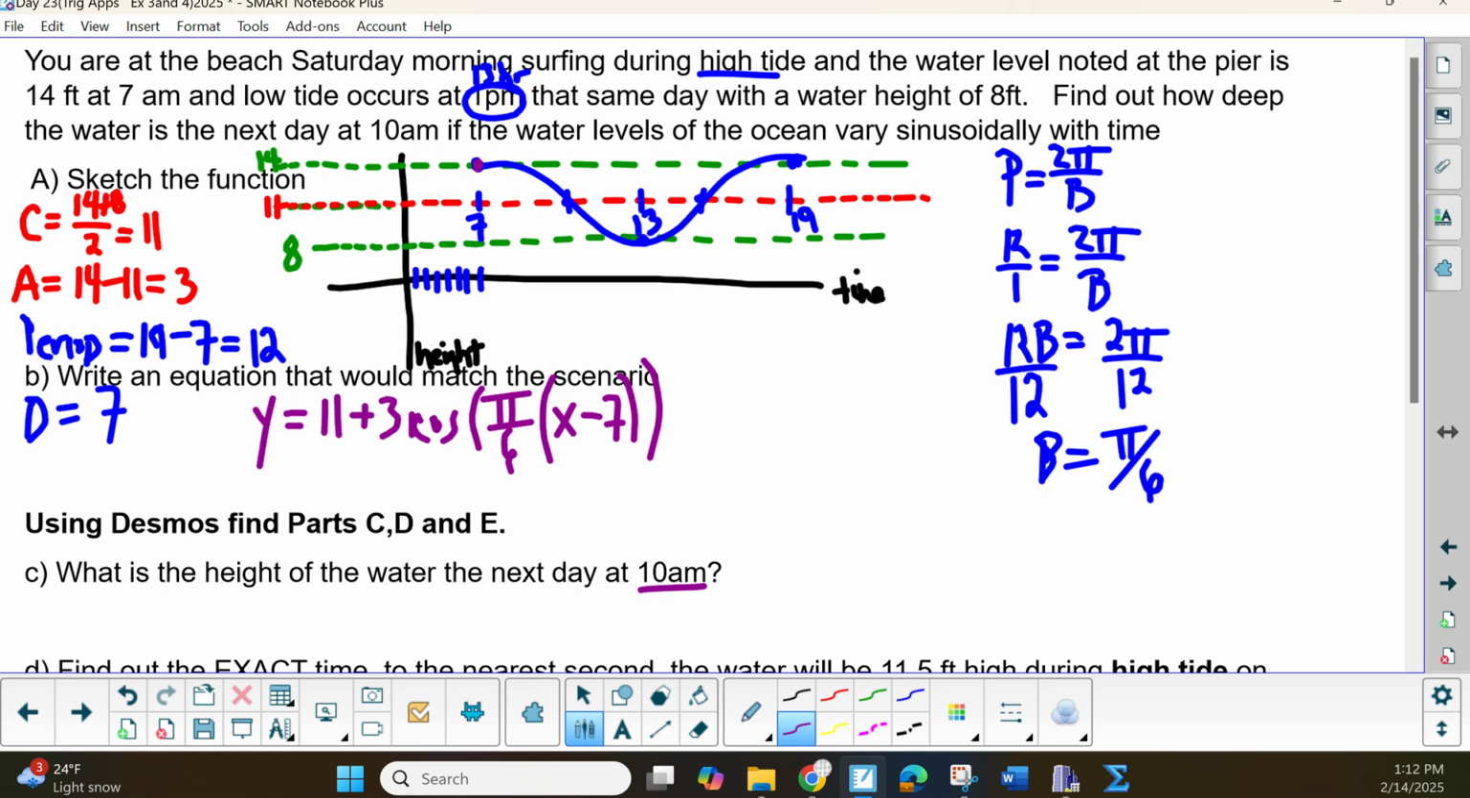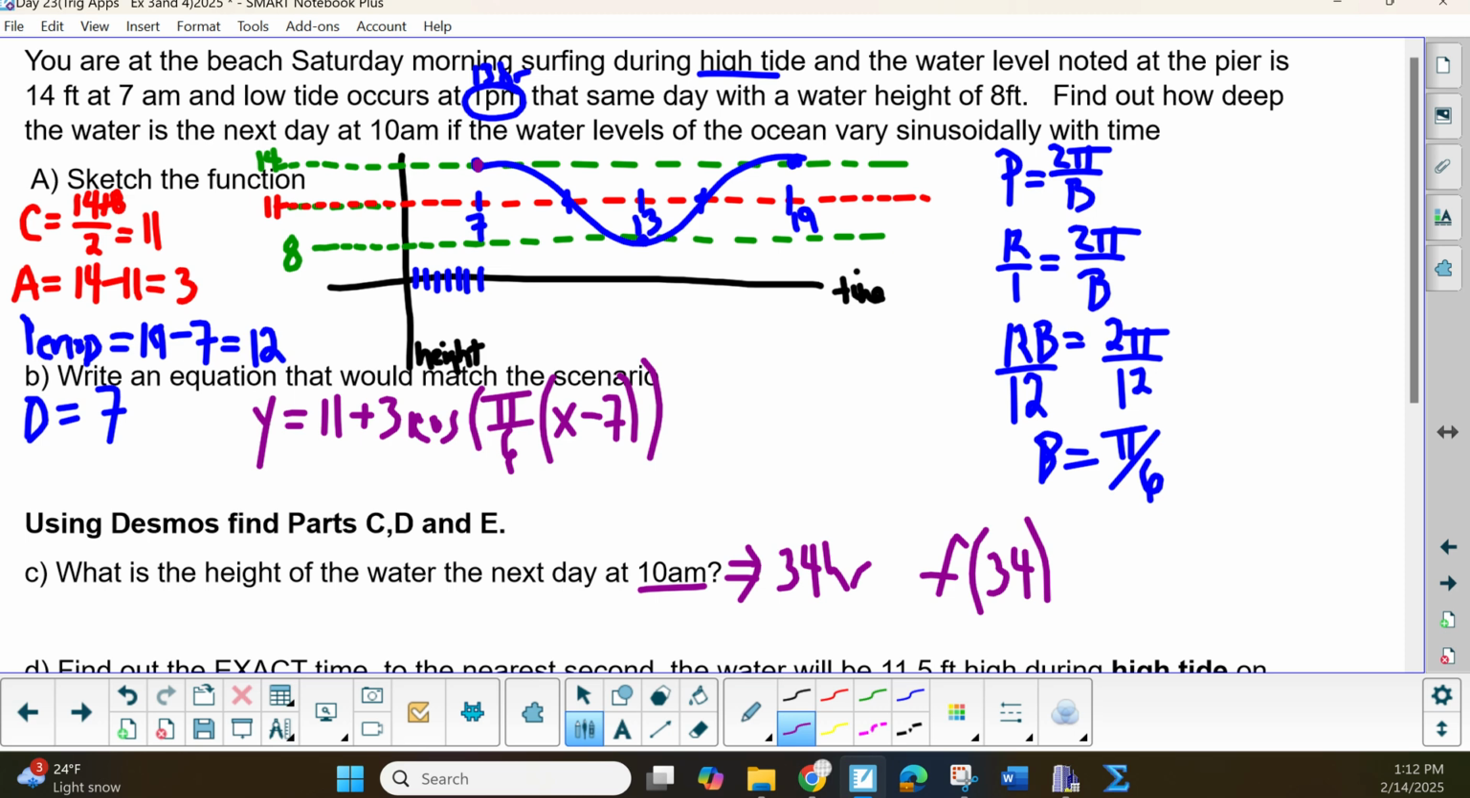Because the next day, there's 24 hours in a day, so this is going to be 34 hours. So we're going to have to find f of 34. So into Desmos, we're going to have to type in our equation that we have right here.